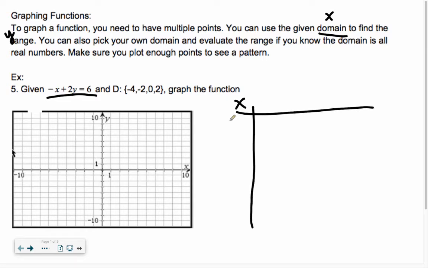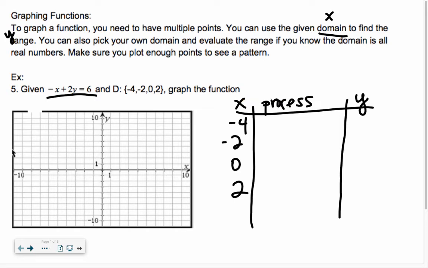My x values are -4, -2, 0, and 2. And I'm going to leave room for my process, and over here is going to be my output. Okay, so this is the process. So I have -4 plus 2y equals 6. Negative times a negative is a positive 4. So I'm going to actually have to do this down here.